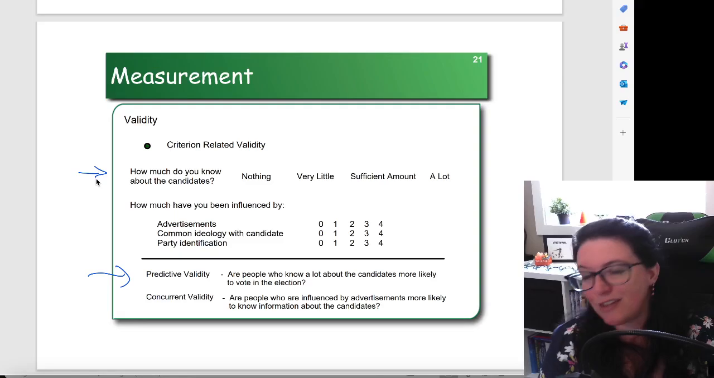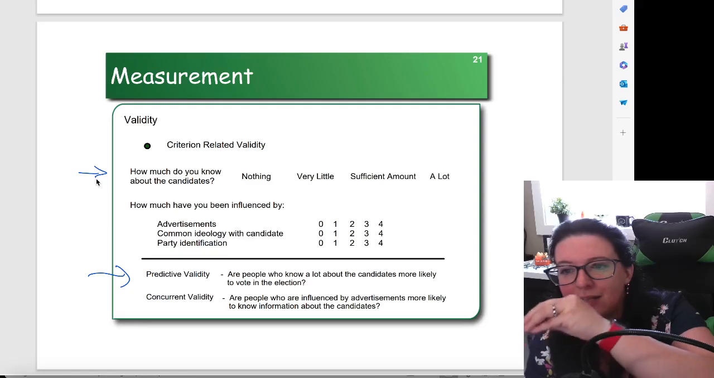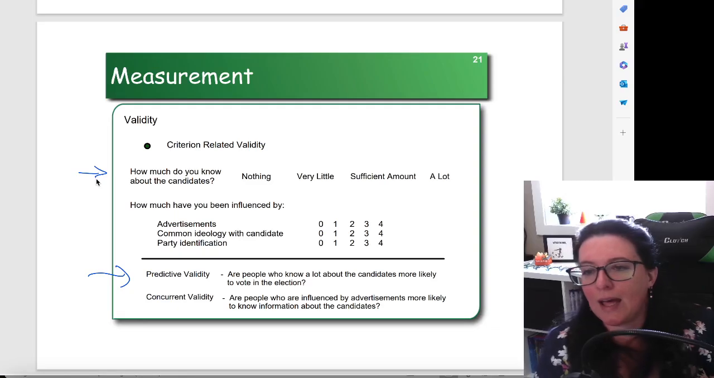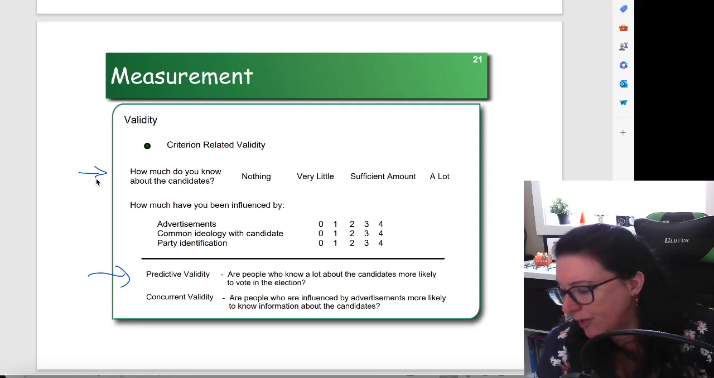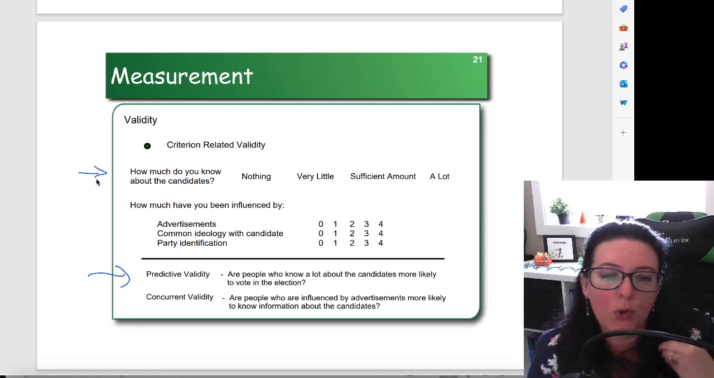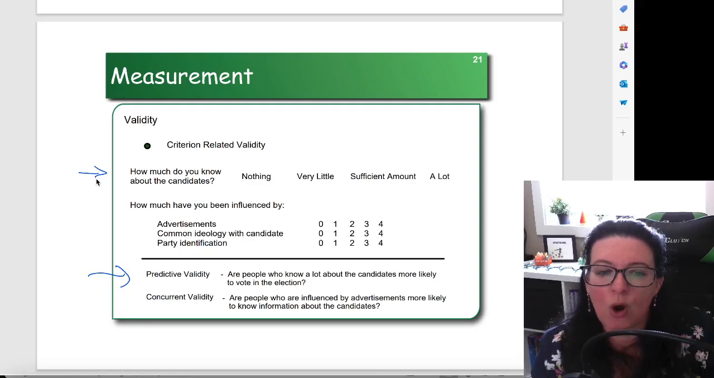Now, that's predictive validity. We put it in there because it's going to help us, because there is this relationship between how much the candidate knows and whether or not they're likely to vote. So then we have concurrent validity, which looks at, are people who are influenced by advertisements more likely to know about the candidate?